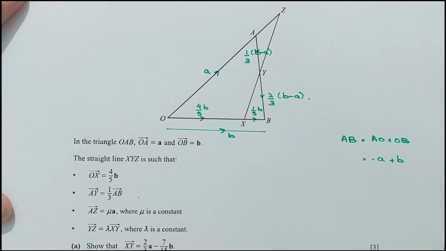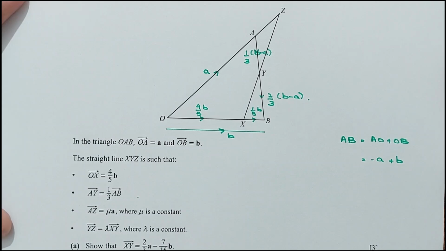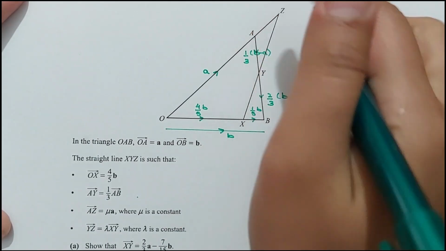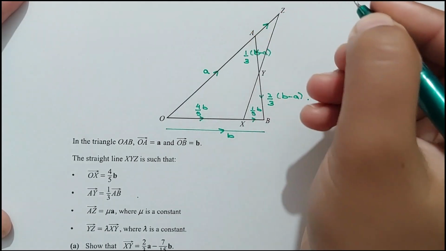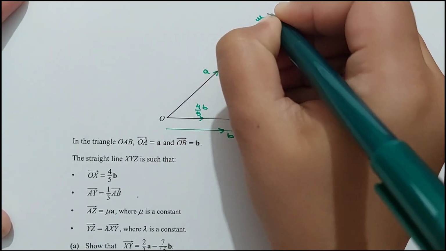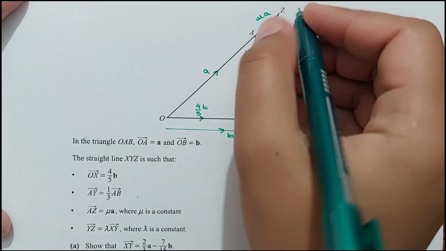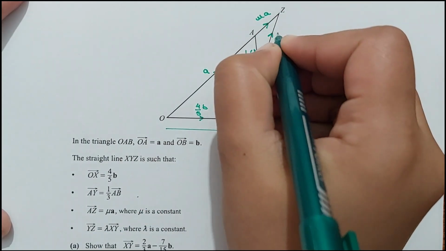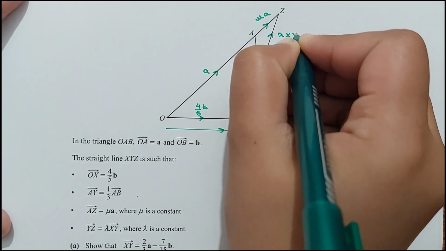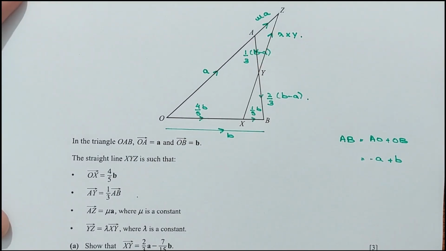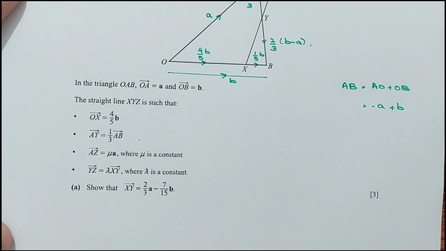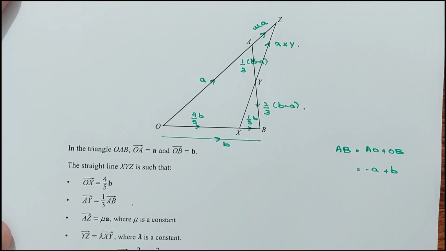Okay, AZ is mu A, where mu is a constant. A to Z is mu times A. And YZ, Y to Z, is lambda times XY, where lambda is a constant. Now for part A, we have to show that XY should be equal to this, right? So we have to solve for XY.